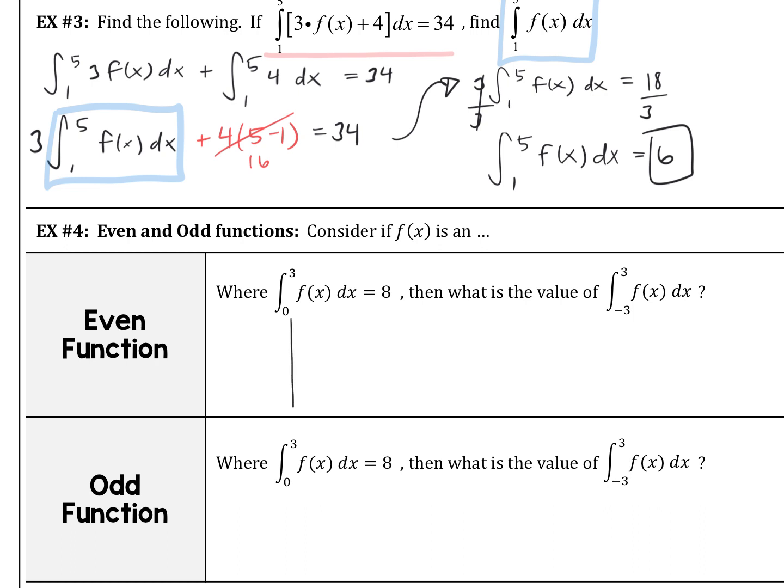Well, if I have my graph, let's say my graph looked something like this. It was just an x squared function. And if I looked at from 0 to 3, the area underneath that curve is going to equal 8. But what if I look at from negative 3 to 3? What's the area underneath the curve over here? Well, yeah, the area on the left side, though, is also 8, right? So then together, the area would be 16.